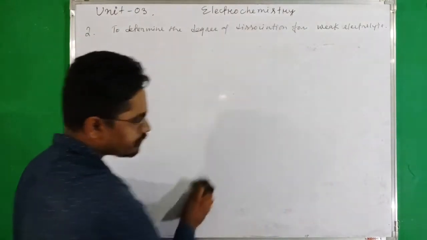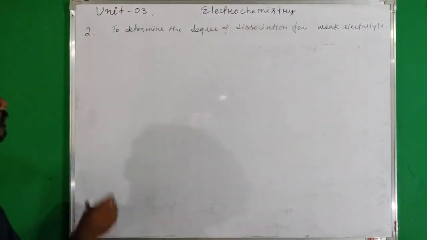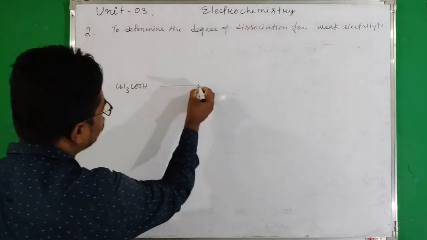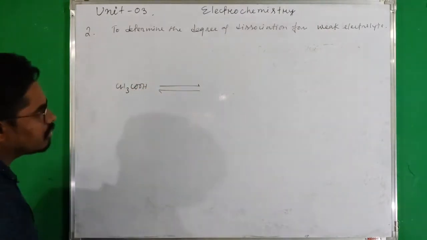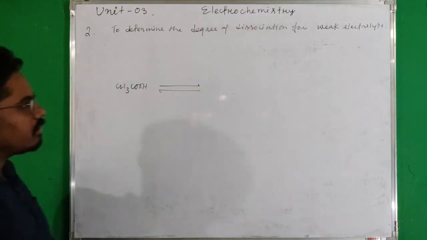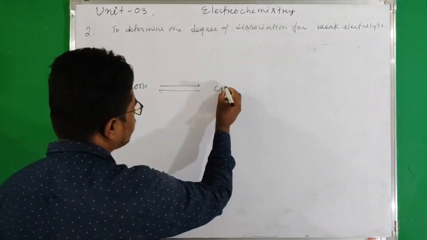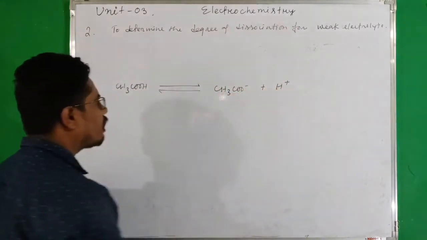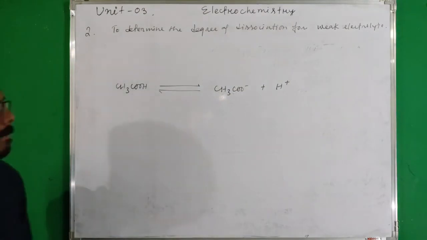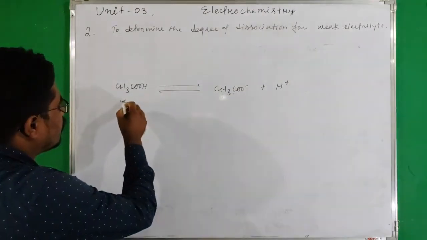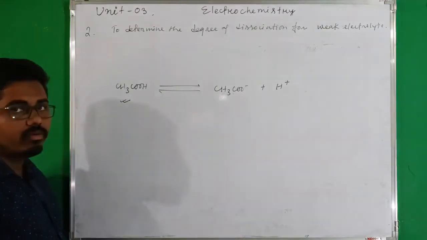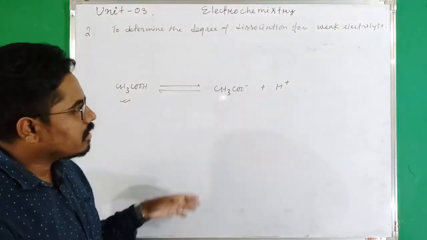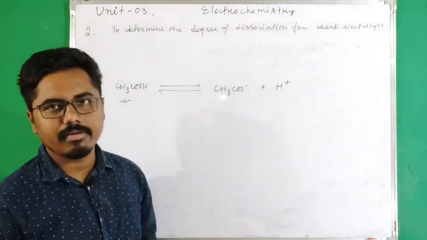Okay, suppose we have the weak electrolyte acetic acid CH3COOH, and we know the weak electrolytes do not dissociate completely. That means the acetic acid will dissociate to give acetate ion and H positive ion. Okay, but in the solution acetic acid will also be present and equilibrium is established between the undissociated acetic acid and the dissociated acetate and H positive ions.